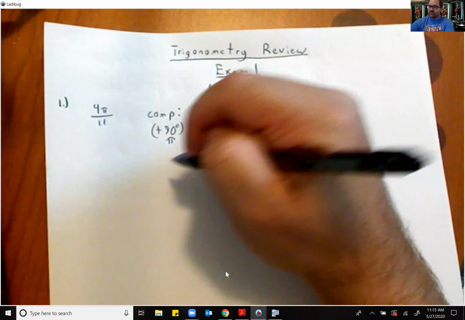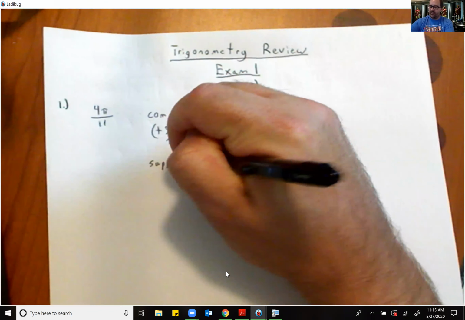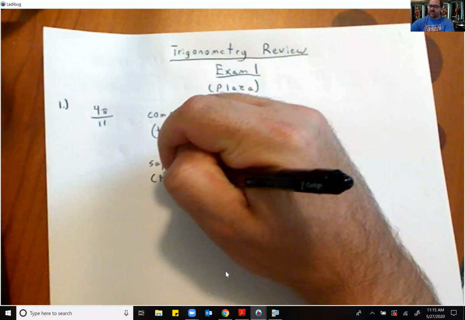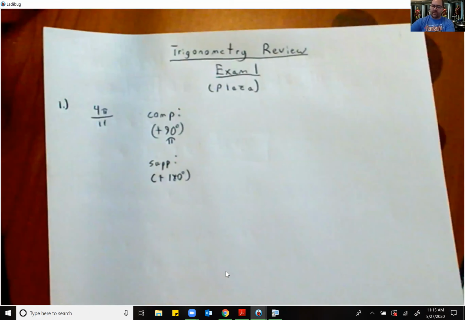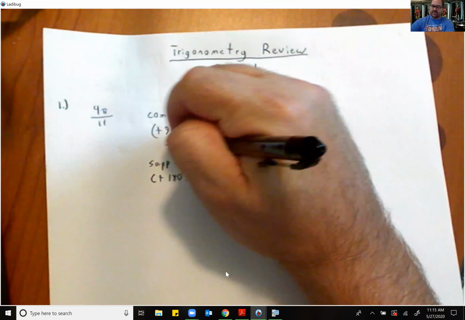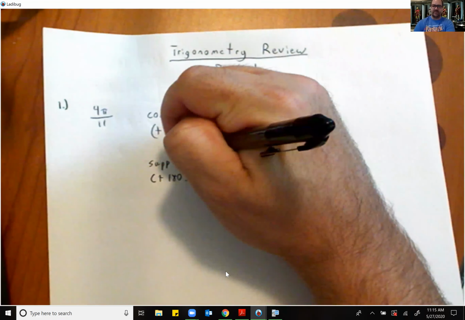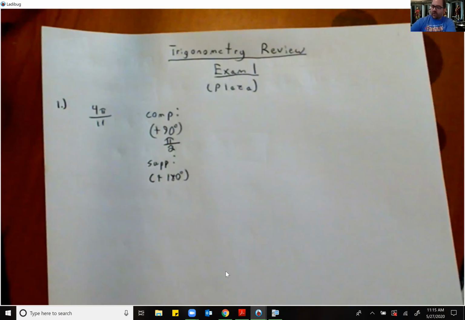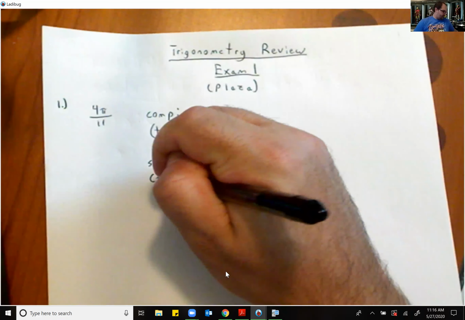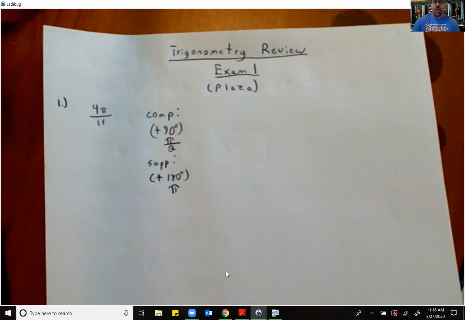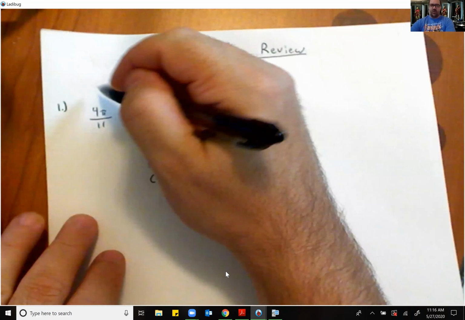Supplementary means, good old geometry right here, that two angles add to 180 degrees. Sorry, 90 degrees is not pi. 90 degrees is pi over 2. Almost messed that up already. 180 degrees is pi. Okay? So, this is our given angle.